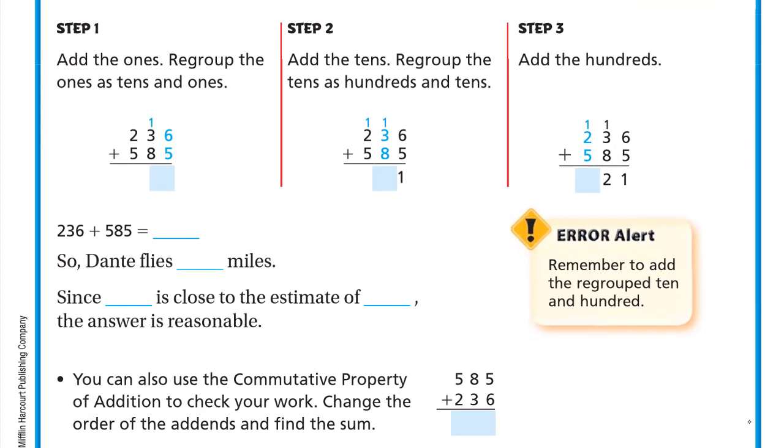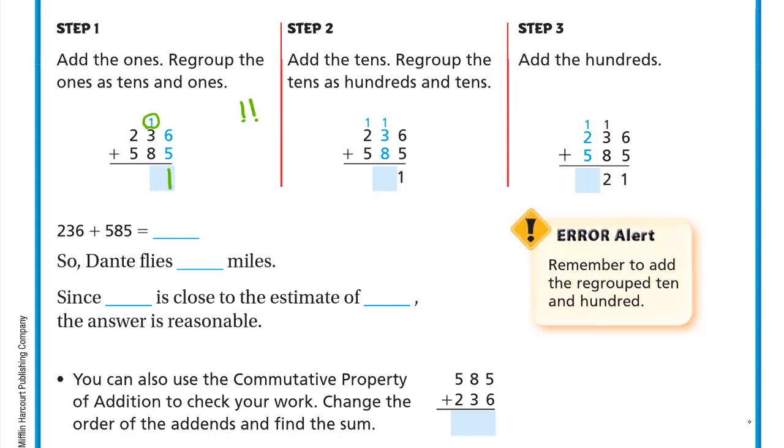Okay, so let's add step by step. First, we have to align the two numbers. So the ones under each other, the tens, then the hundreds. Okay, and we start adding from ones. So here 6 plus 5, it's 11. So I have to write 1 at ones, and the other one will be a 10. So I have to carry up this 1 on tens.